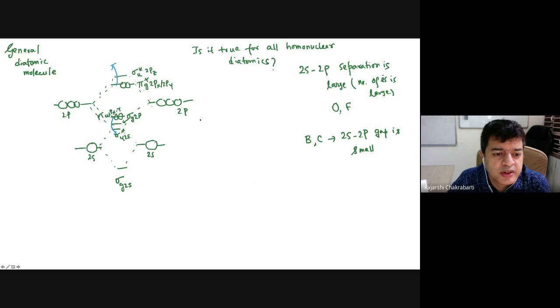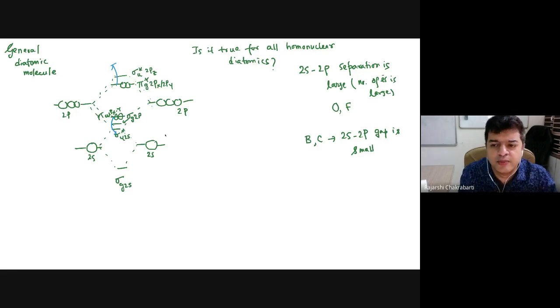So this is what we discussed in the last class. The general framework for homonuclear diatomics: this is the order of MOs. It depends on the separation between s and p, isn't it? If the sp separation is large, then you have one order, and if the sp separation is small, then you have another order. This is for large sp separation. And when the 2s to 2p gap is small, like boron, carbon, beryllium, then you have a different order, isn't it?